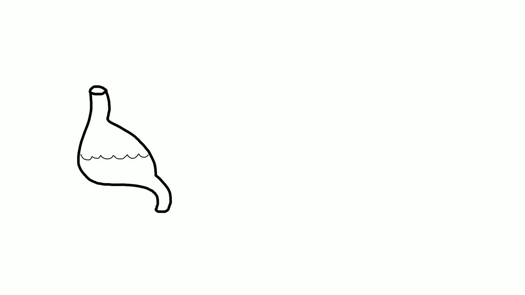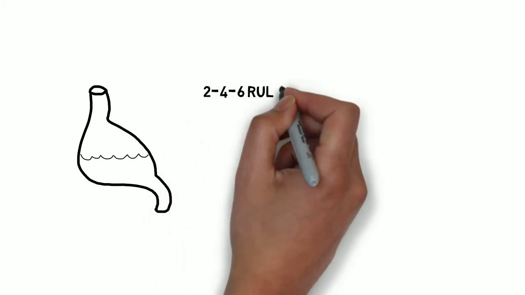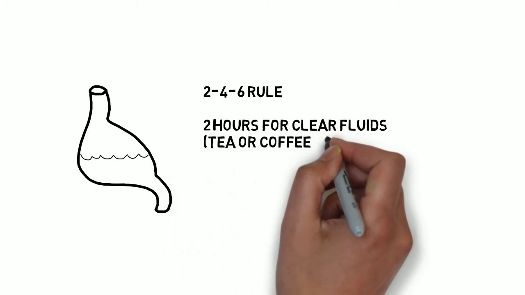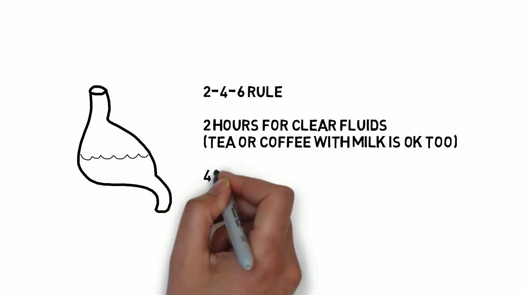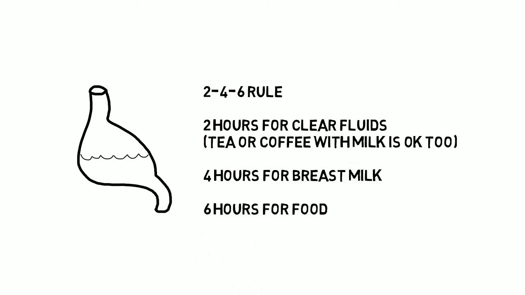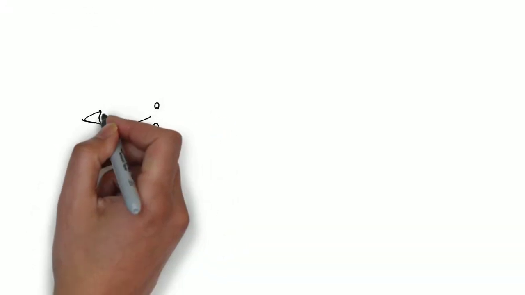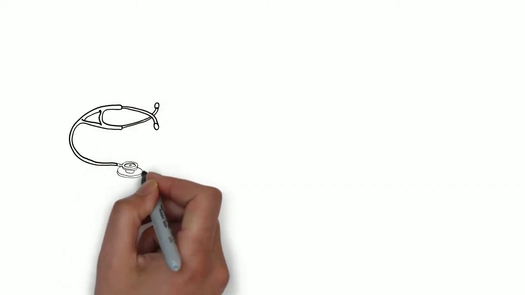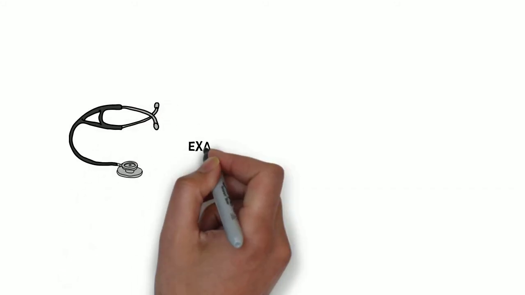Fasting times follow the 2-4-6 rule. 2 hours for clear fluids or juice with no pulp particles. Tea or coffee with milk are now considered safe up to 2 hours before surgery. 4 hours for breast milk and 6 hours for food or milk. A general systems examination is then performed, assessing for anaesthetic risk, documenting current disease state and looking for any new findings requiring investigation.